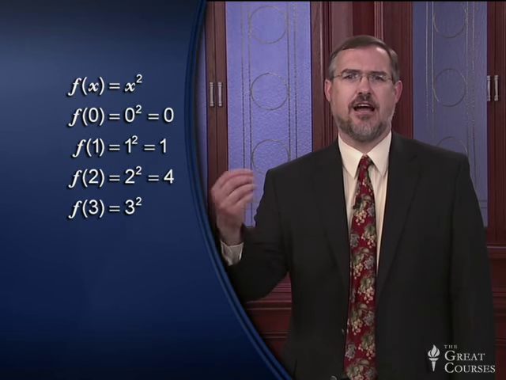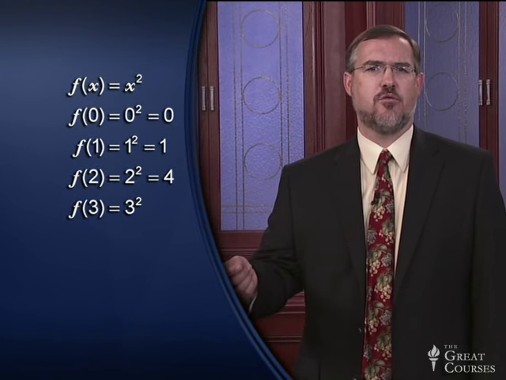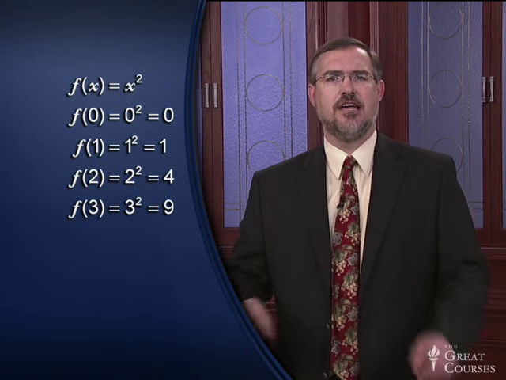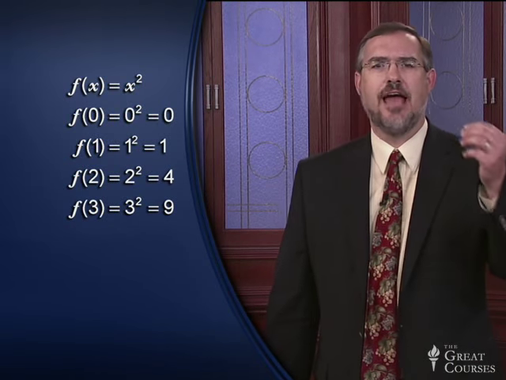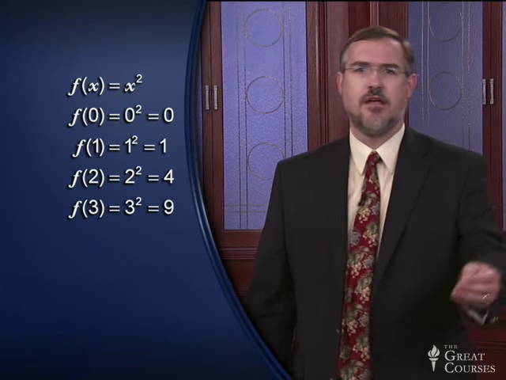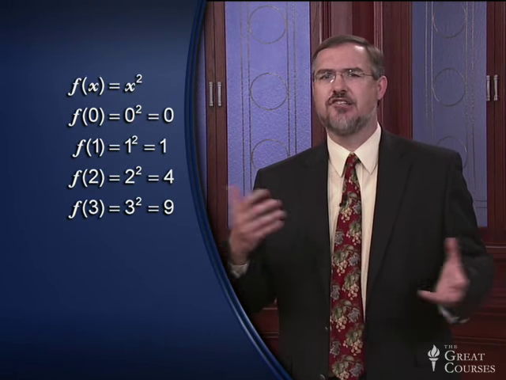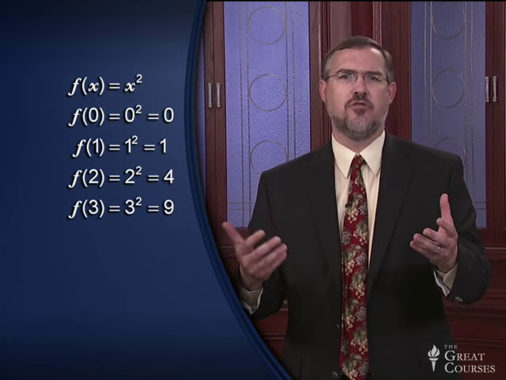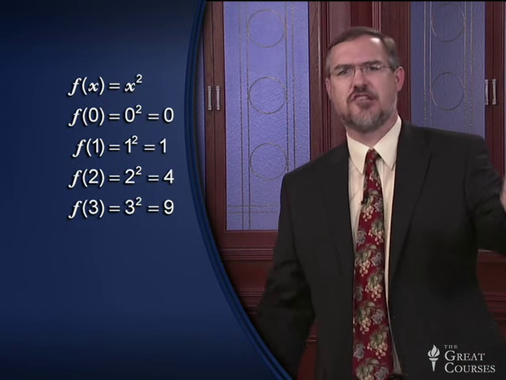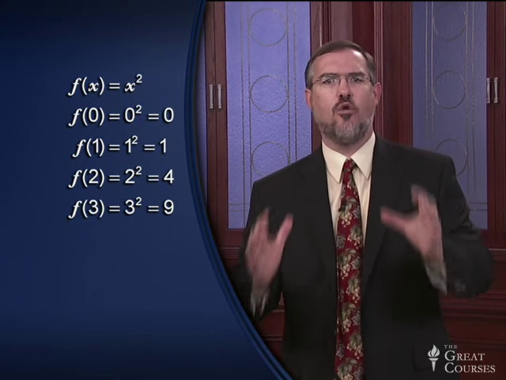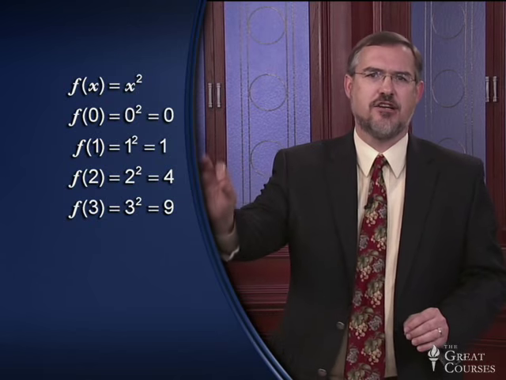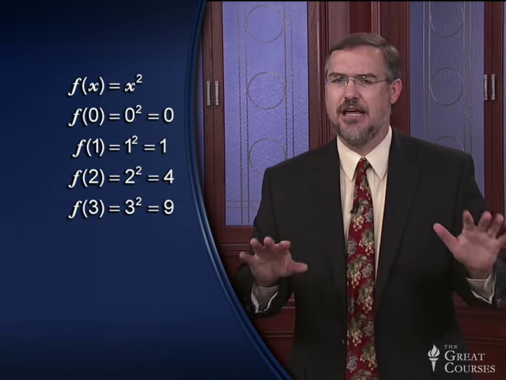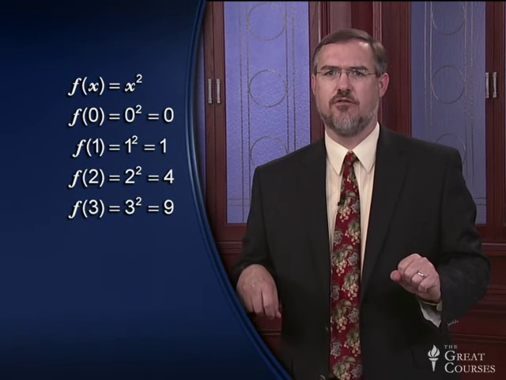And lastly, f of 3. When I plug 3 in, I have 3 squared, and 3 squared is 3 times 3, which is 9. So the input value 3 is connected to, if you will, the output value 9. There's no ambiguity as to what each output value is going to be. There's no confusion as to, well, if you plug that in, I'm not sure what's going to come back. Functions always know when you plug in a certain input value, what the output value is going to be. There can't be any confusion or questioning whatsoever.